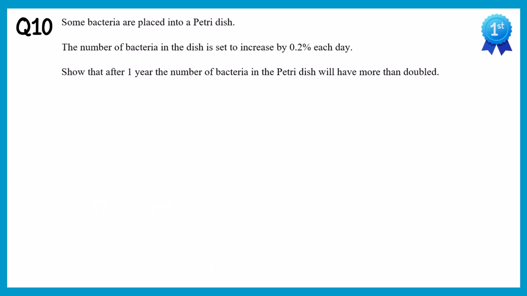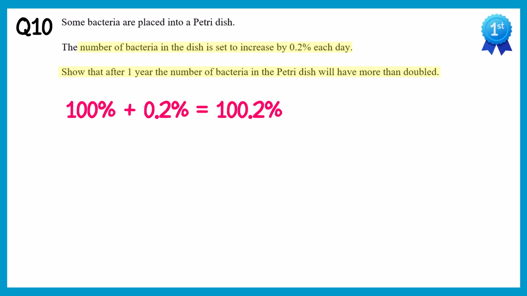In this question, the number of bacteria is set to rise by 0.2% each day, and we need to show that after 1 year the number of bacteria will have more than doubled. If we're going to increase by 0.2% each day, we want to work out the multiplier for a 0.2% increase. So if we start with 100% and add 0.2%, we get 100.2%.